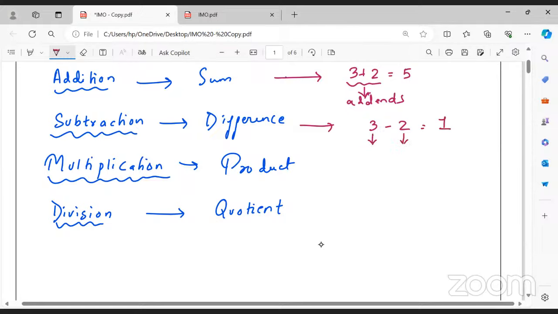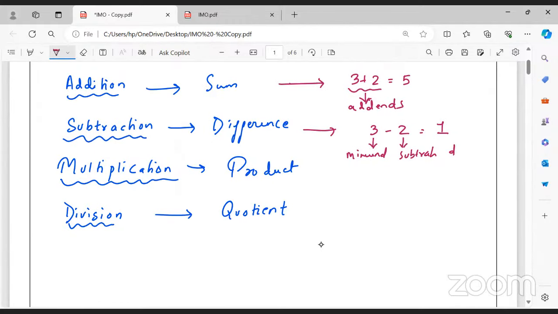Now, when I say 3 minus 2 is equal to 1, what is 3 called? What is 2 called? Minuend, superb. Who said that? Krishna. Minuend. And 2 is called the subtrahend. Very good. And the answer that you got is called the difference.